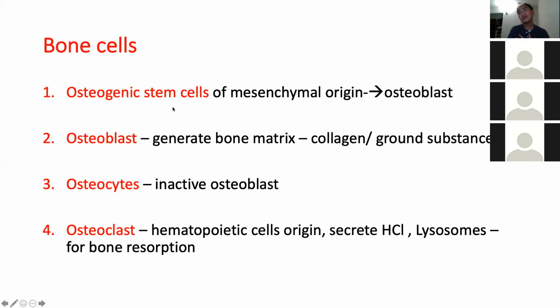Osteoblast, bone forming, derived from the mesenchymal origin osteogenic cell, osteocyte, and osteoblast. Osteoclast is of hemopoietic cell origin. They secrete hydrochloric acid, they secrete lysozymes, so cell lysis, and that's the way they remove the bone substance.